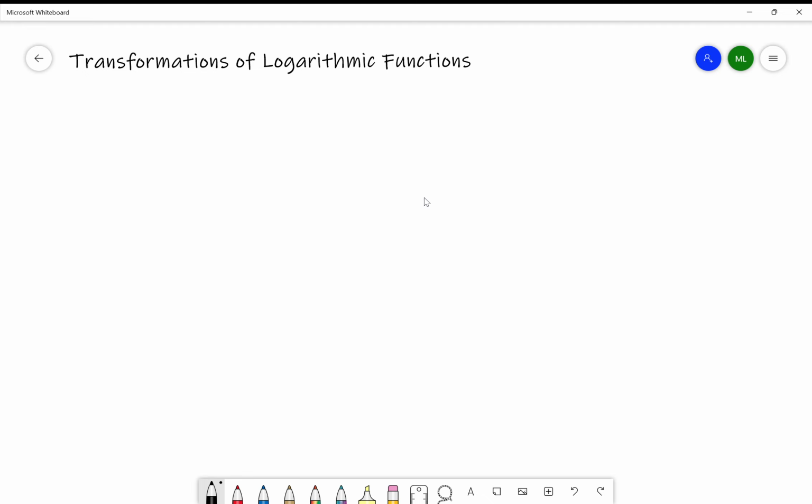Hey everyone, so let's take a look at transformations of logarithmic functions. Similar to exponential functions, except this time I have a log. Alright, so let's go over it.